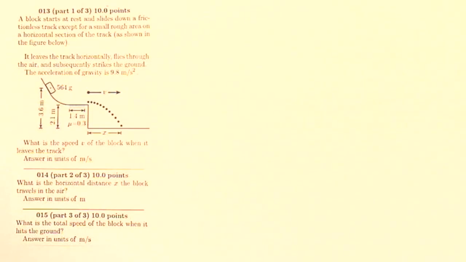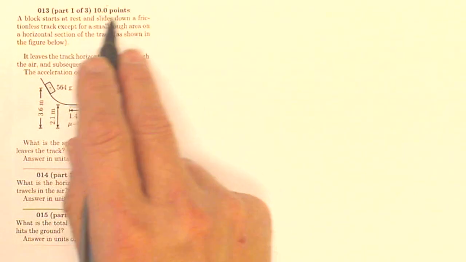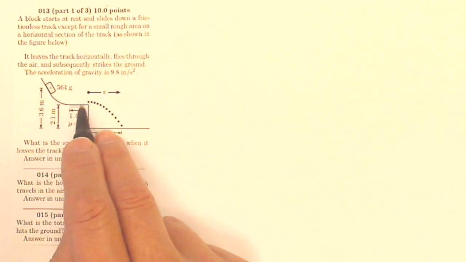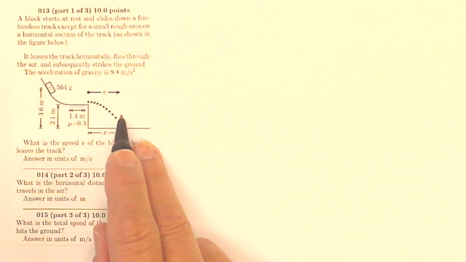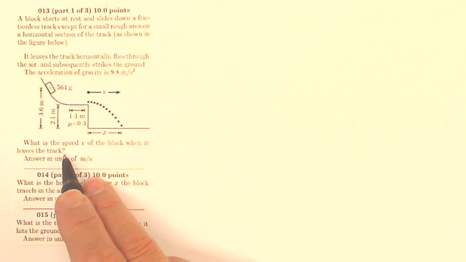This is a great conservation of energy problem with a little bit of work involved. The block starts from rest here and slides down a frictionless track except for a small rough area on the horizontal section of the track. It leaves the track horizontally, flies through the air, and subsequently strikes the ground. The acceleration of gravity is given. What is the speed of the block when it leaves the track?